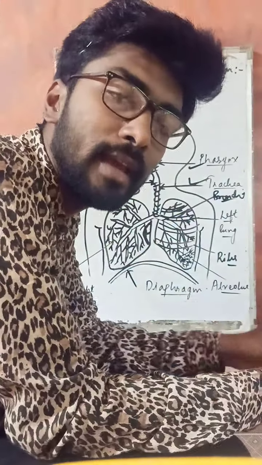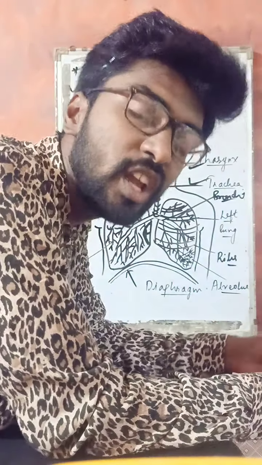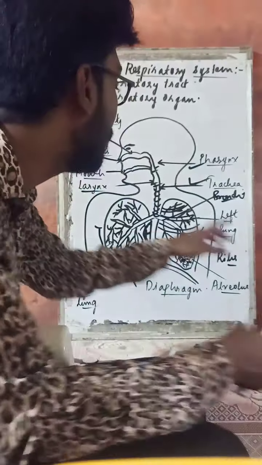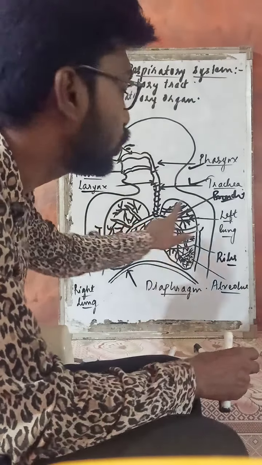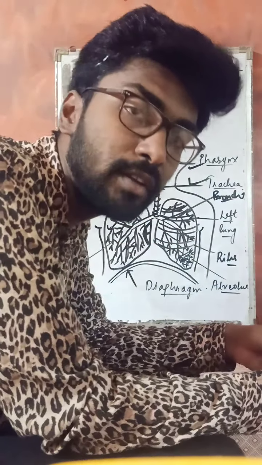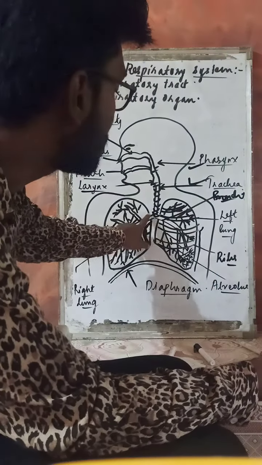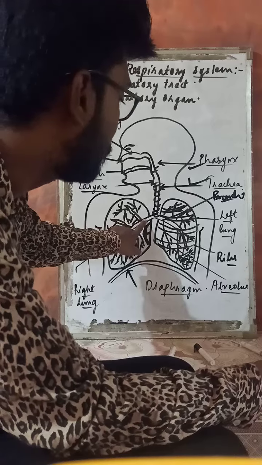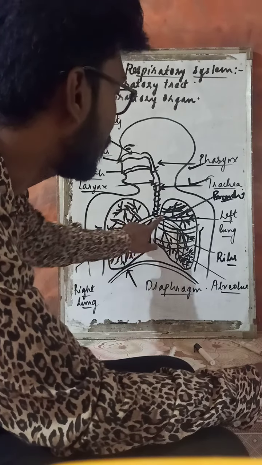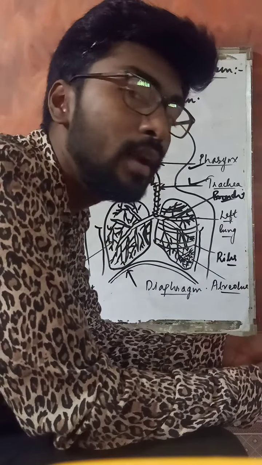Now, once the trachea enters into the thoracic cavity, in the middle of the thoracic cavity, the trachea gets divided into two branches, called the right and left primary bronchi. The right bronchus will enter into the right lung and the left bronchus will enter into the left lung.